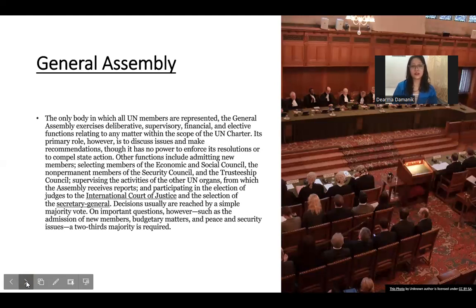Decisions usually arise by a simple majority. For important questions, however, such as admission of new members, budgetary matters, and peace and security issues, a two-thirds majority is required. So these are the functions of the General Assembly of the UN.